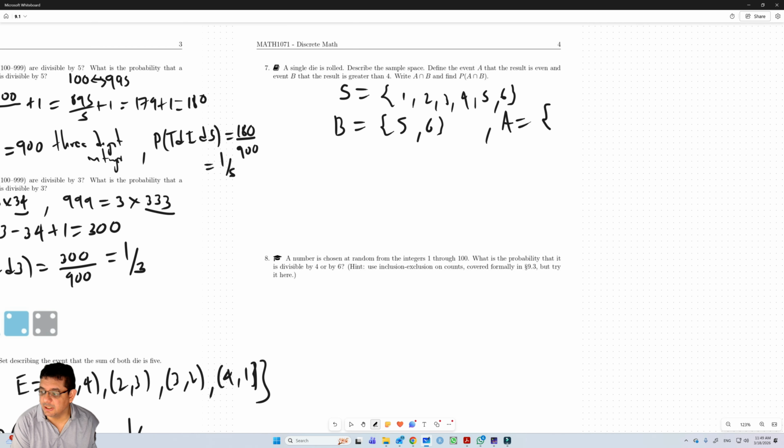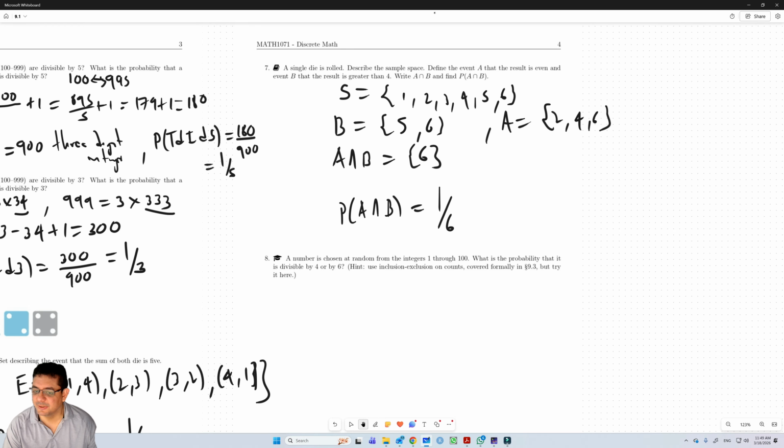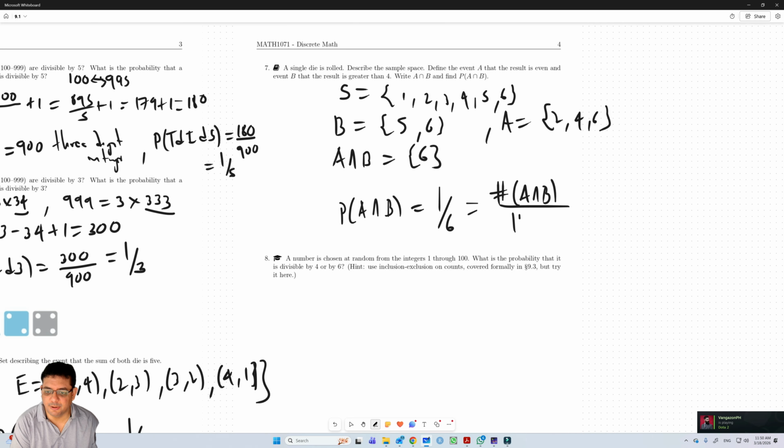The event greater than 4 is just going to be the numbers 5 and 6. And A, which are the even numbers, are going to be 2, 4, and 6. So what is A intersection B? A intersection B is just the intersection of these two, which is 6, which is both even and greater than 4. And so the probability of getting A intersection B is the probability of really getting 6, which is just 1/6. Or the number of elements in A intersection B over the number in the sample space, which is 1 out of 6.